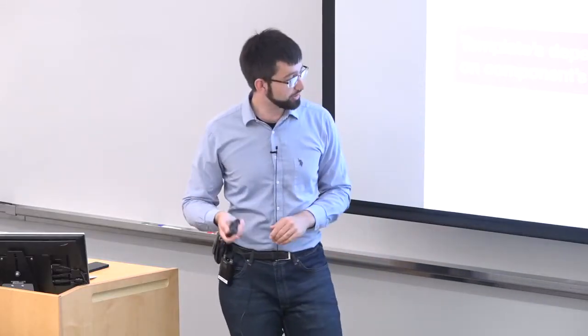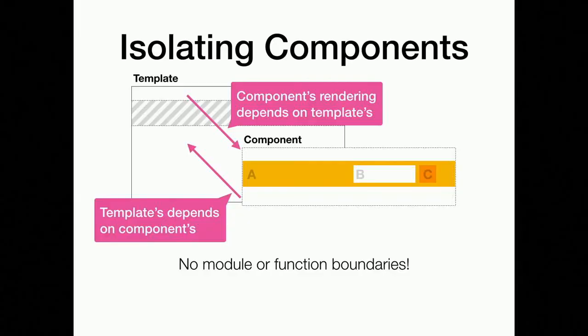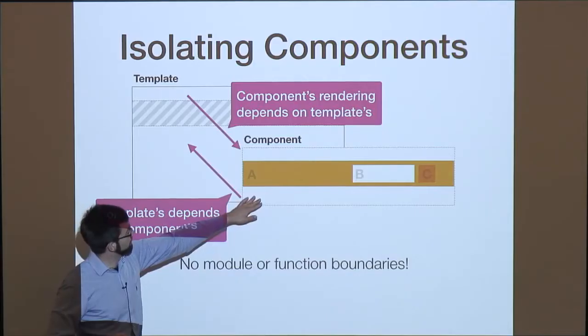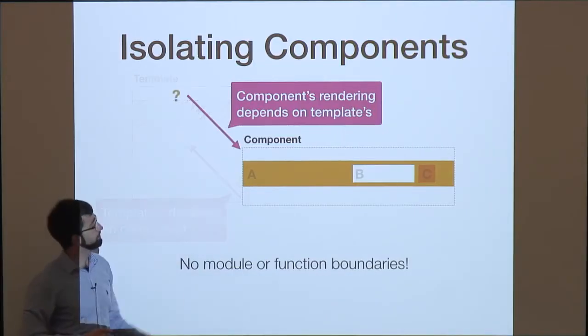But also remember that on the web, there aren't modular function boundaries. The web wasn't written to be modular in this way. A web page is just one blob that's interpreted as a whole. So we need some way to reason about the component when the rendering of the template is unknown.